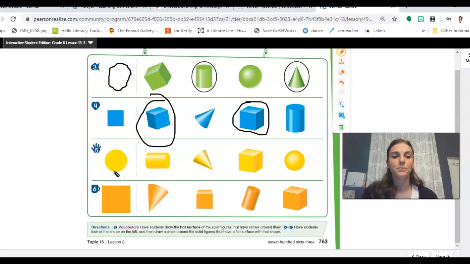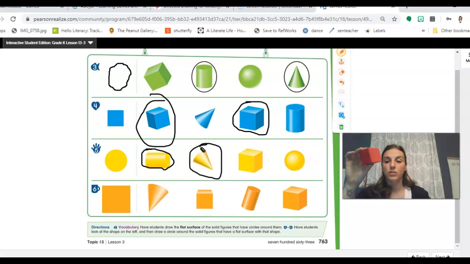Now let's look right here. Circle. Does a cylinder have a circle? Yes, it has two. So you would circle this one. Does a cone have a circle? Yes, it does. Does a cube have a circle? Nope. It has a square as the flat surface. Does a sphere have a circle? This is kind of tricky. It's no, because a sphere does not have a flat surface at all. It's totally round, so there's no flat shape on a sphere.